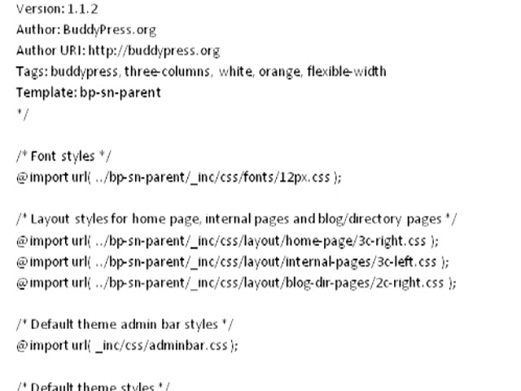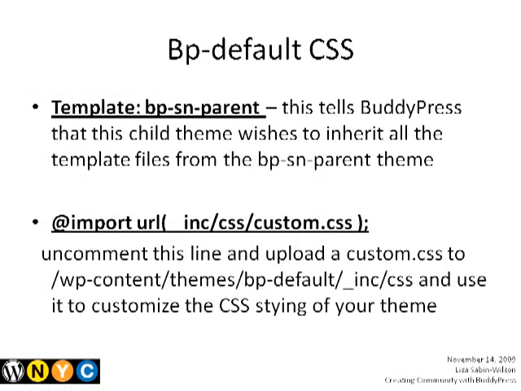The line that is on the very top in the comments area where it says template: BPSN parent, that tells BuddyPress that this is the child theme and it's using the BPSN parent as the framework. So all of the template functions exist in the BP, and this depends on the BPSN parent theme in order to work. This kind of goes through what I just went through. The template BPSN parent statement in the CSS tells BuddyPress that it's a child theme and it wishes to inherit the template files from the BuddyPress parent. And the import URL, custom CSS, that is where you will style the custom CSS for your BuddyPress theme.